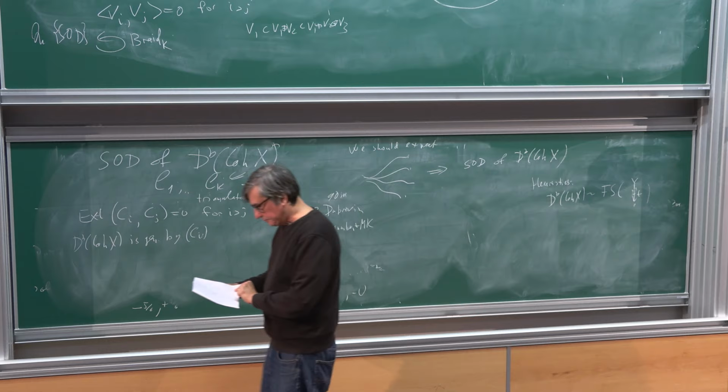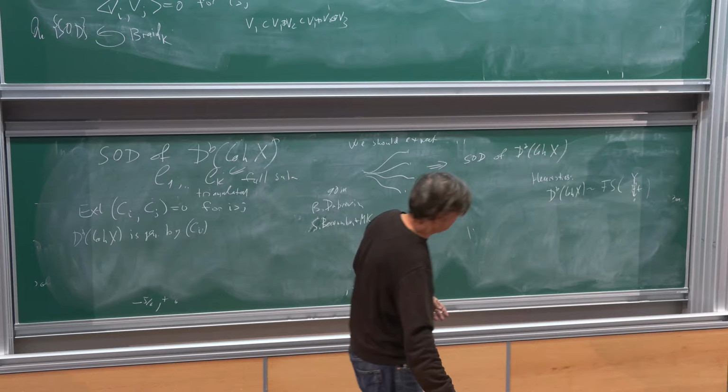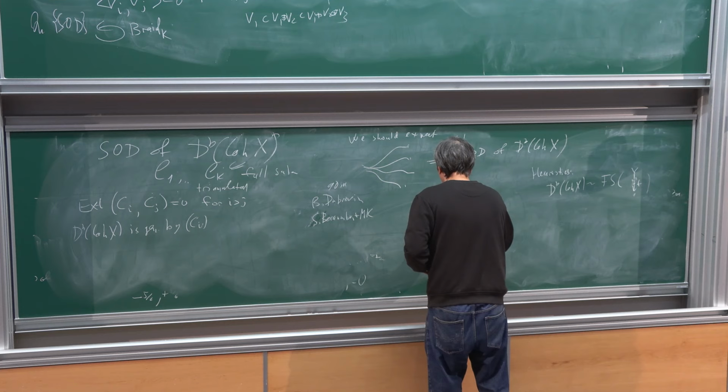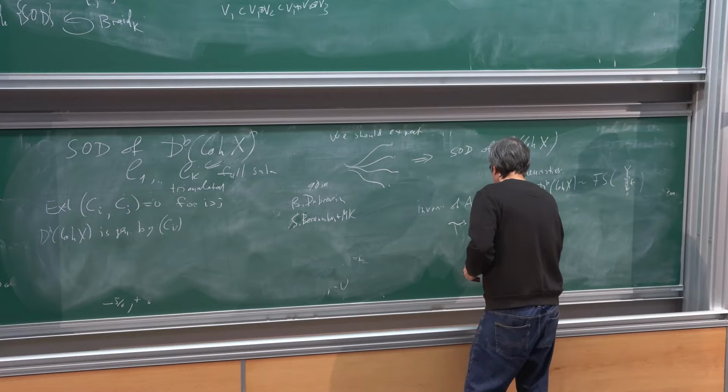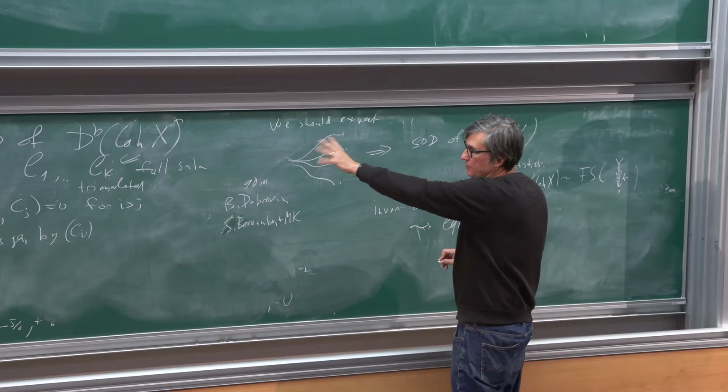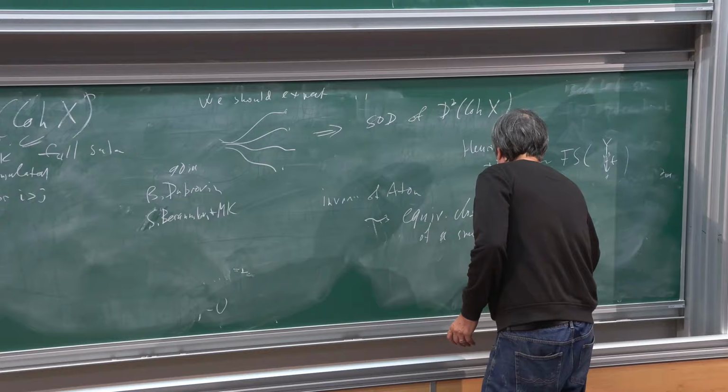So one should get this semi-orthogonal decomposition. So the conclusion is that the invariant of the atom should be the equivalence class of a smooth proper category which appears in the semi-orthogonal decomposition. What did you define as the invariant of the atom before?